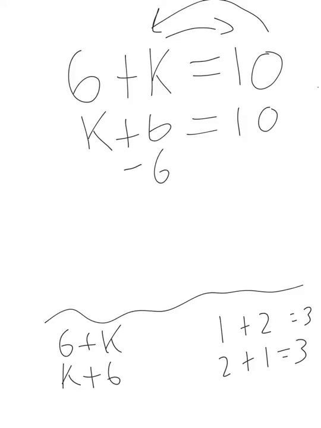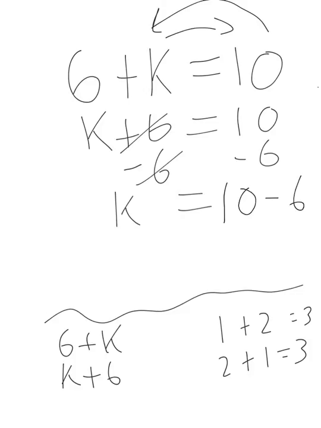Now I can just do like we did last time. Opposite to plus 6, minus 6, minus 6. Cancels each other out. k equals 10 minus 6, or k equals 4.